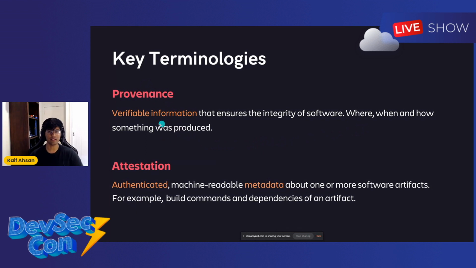So what do they even mean? Provenance is basically some verifiable information that helps us understand whether a piece of software has been tampered with or not. So it is information like where, when, and how something was produced. That's basically it. And the other word is attestation. Think of attestation like a certificate, an automated way provenance can be verified. So oftentimes it is machine readable metadata about different stages of the software development lifecycle and different stages of that software. And using that certificate, we can show the authenticity.